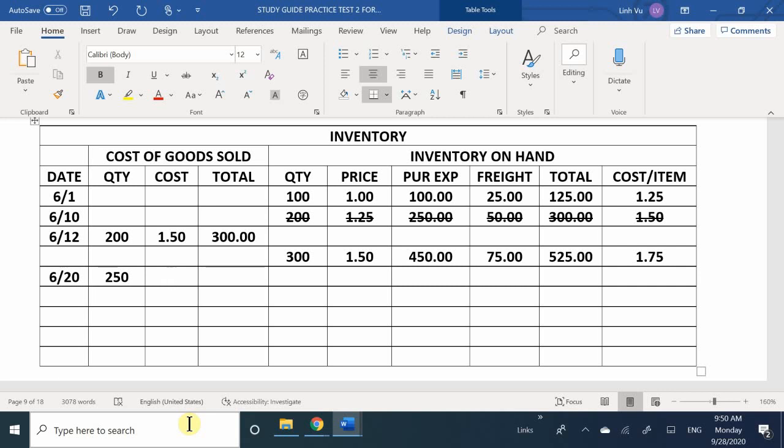All right, what is my cost per item going to be? Which batch am I going to be taking out of? The first one or the second one? Or I mean the third one? The very last one for $1.75. Now in this case, am I taking the whole batch of 300? No, I'm only taking a portion of it. So in this case, I have to calculate the cost per item. So what is my total calculation here? $437.50.